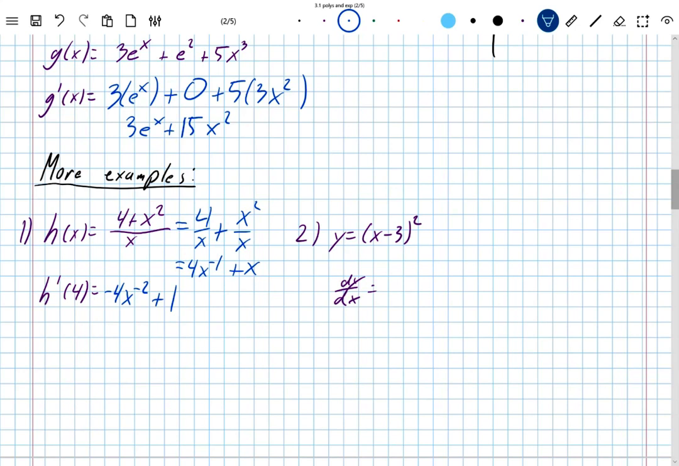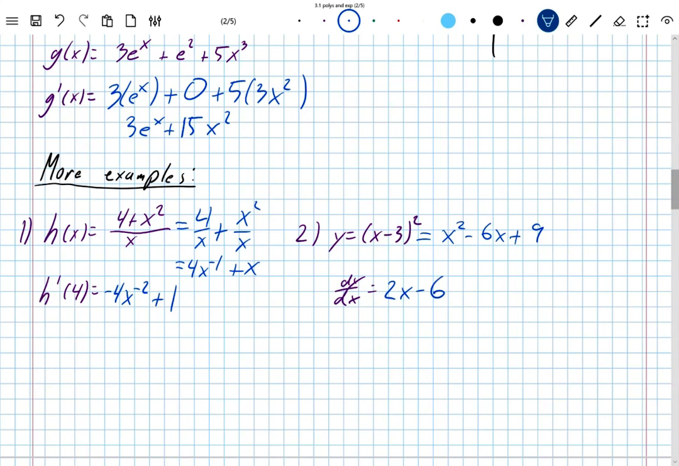Here, oh man, I don't know what to do with that squared because this is not x squared, this is x minus 3 squared. But I do know how to FOIL that out, so this becomes x squared minus 6x plus 9. So when taking derivatives, expanding things out is often your friend. Finishing this up, we get 2x minus 6 plus 0. I'm going to leave it just like that.